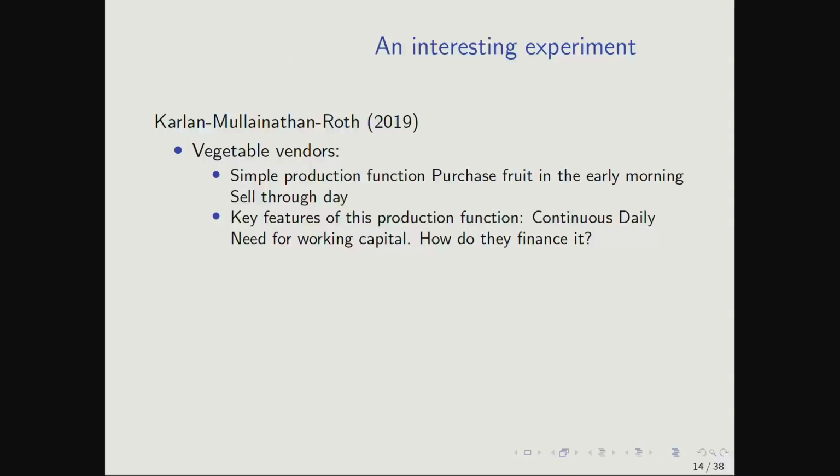One experiment is kind of more like deepening the puzzle in terms of what could be going on. It's an experiment that was set up originally by Dean Karlan and Sendhil Mullainathan, stayed idle for a long time, and finally Ben Roth came and helped them take it to the finish line. So it's Karlan, Mullainathan, and Roth. Very nice paper in the AER Insights. And they kind of provide evidence of that Euler equation puzzle, which is they look at vegetable vendors.